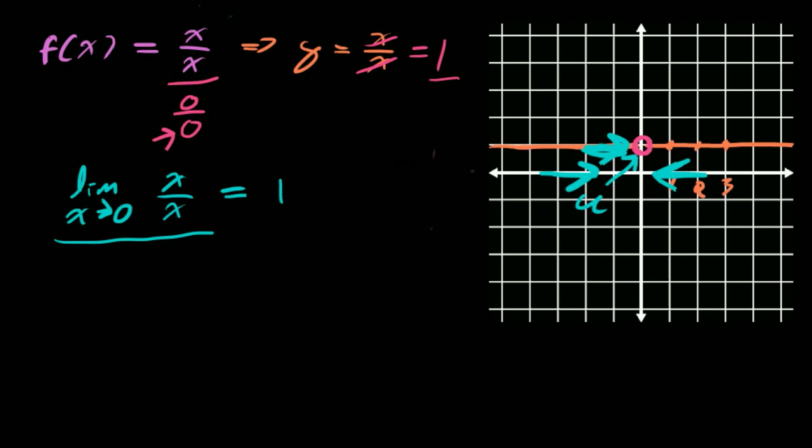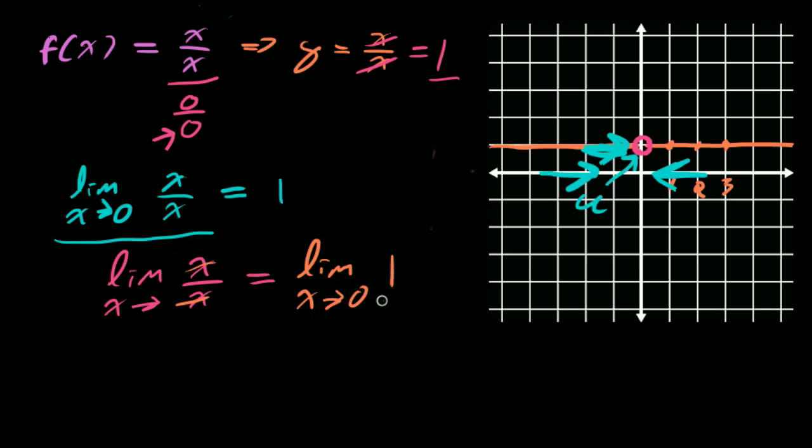And there are algebraic ways to prove it. You could say the limit as x approaches 0 of x over x, and we can algebraically simplify that to say that it is equal to the limit as x approaches 0 of, and we're just going to cancel those out, 1. And then we've got no x's in this expression.